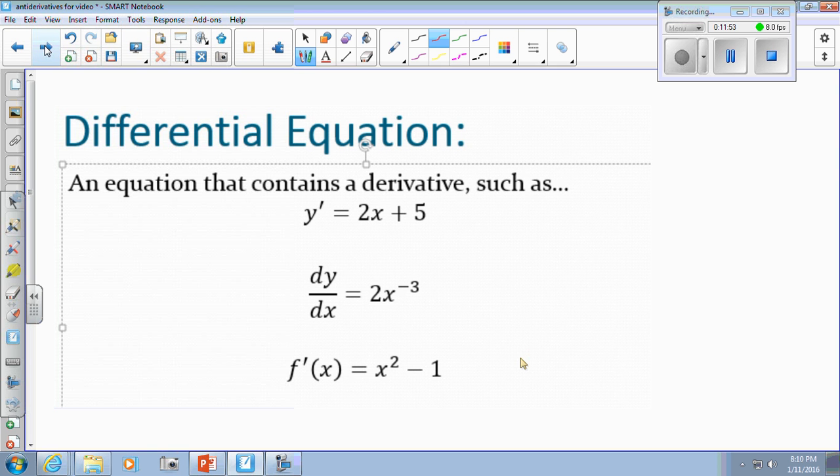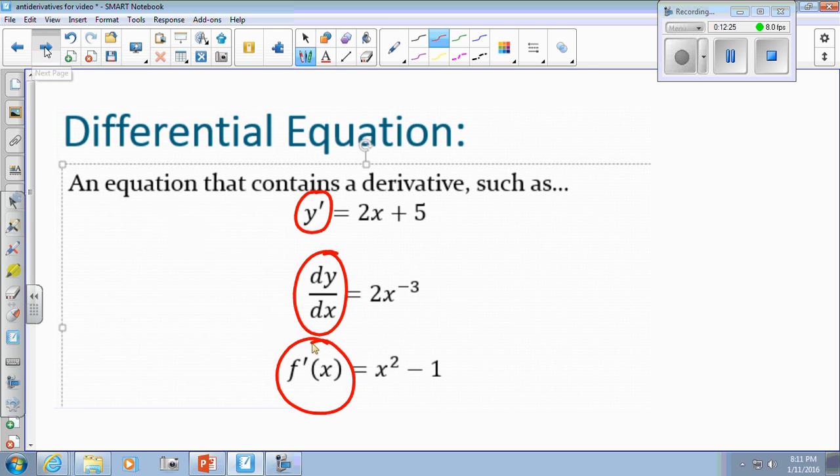Okay, now another thing you're going to see is called a differential equation, which simply means an equation that contains a derivative. We will talk a lot more about differential equations later. We're just going to hit a few basics today. So all of these examples are equations that contain a derivative. Y prime equals dy dx equals f prime of x equals. Could also be a second derivative, but any kind of derivative in an equation is called a differential equation.